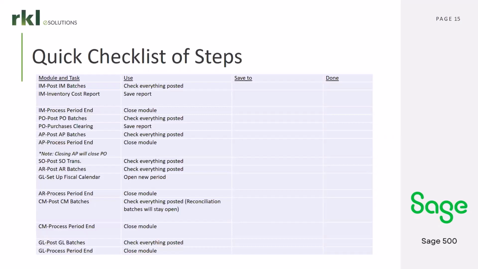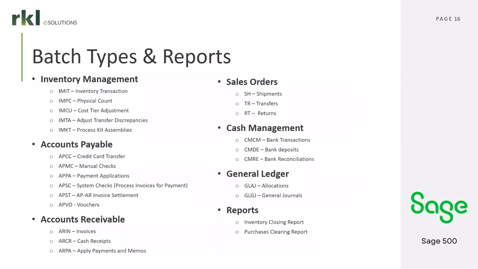For example, you can't close GL until all other modules are closed. Also note that when you close AP, it will also close PO. Here is a quick list of the batch types and some reports for closing: inventory management, accounts payable, accounts receivable, sales orders, cash management, and general ledger. A couple of reports you can run are the inventory closing report and the purchasing clearing report.